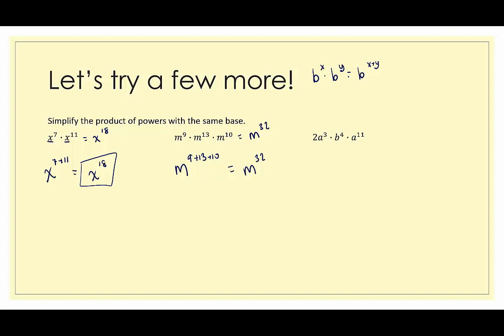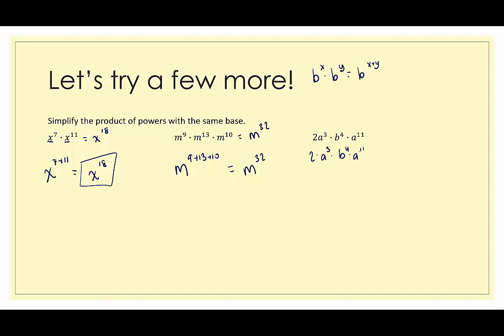In the last example on this page, notice that we have 2a cubed. 2 is the coefficient, and it does have its own exponent. So 2 is separate from the a cubed. That's 2 times a cubed times b to the 4th times a to the 11th. So we see this string of multiplication.